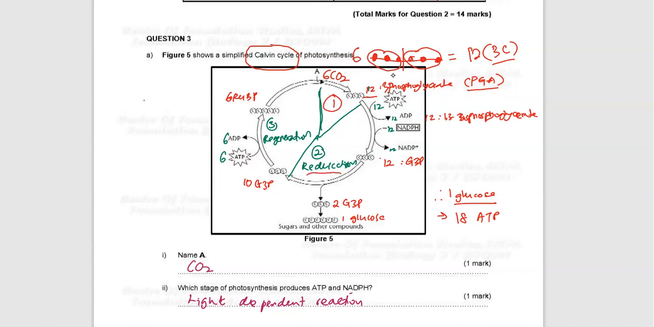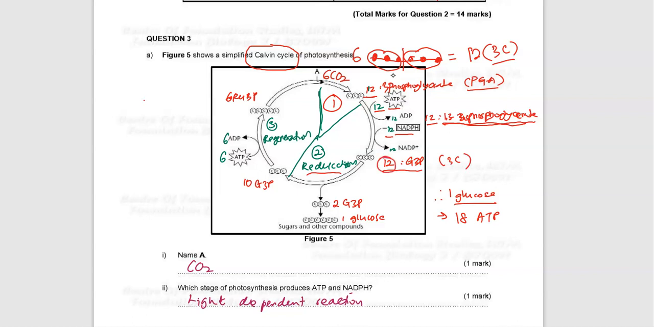Because 12 molecules of PGA are produced in the first stage, in the second stage it will consume 12 molecules of ATP to produce 12 molecules of 1,3-bisphosphoglycerate, which will be reduced by NADPH. How many molecules of NADPH will be used? 12 also. These 12 molecules of NADPH will reduce 1,3-bisphosphoglycerate into 12 molecules of G3P. G3P again is a 3-carbon sugar.